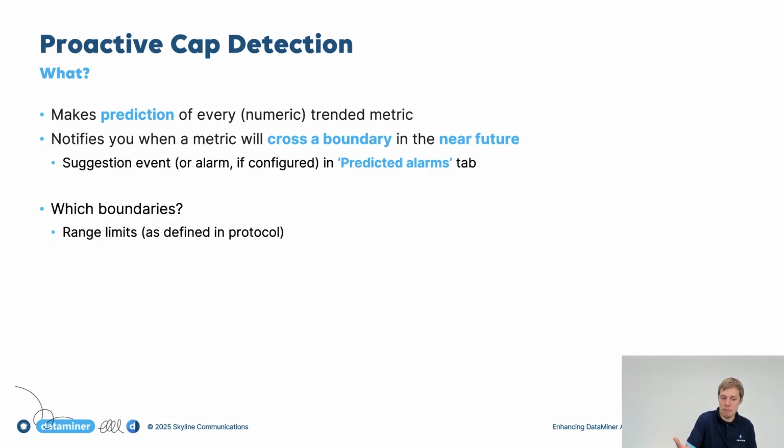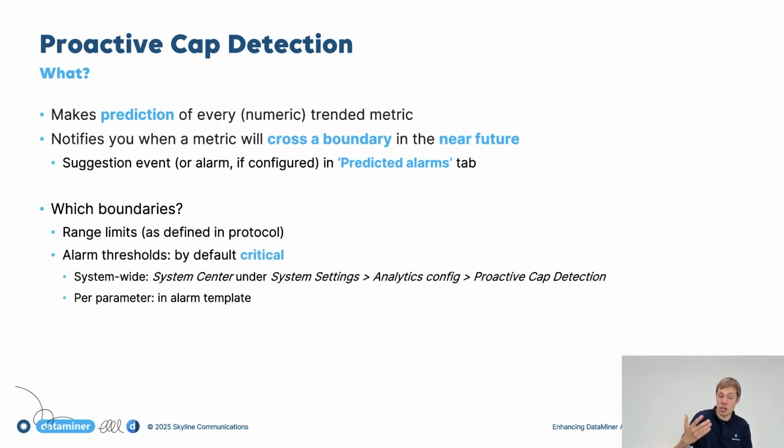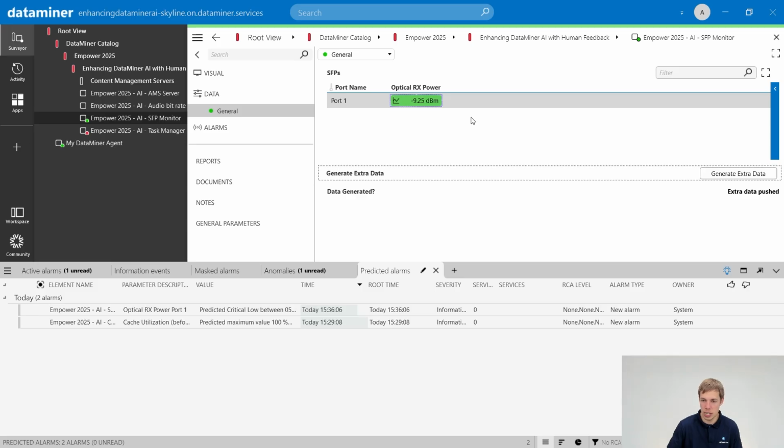So again to my slides, which thresholds does proactive gap detection take into account? Well, next to the range limits, also the thresholds that are defined in the alarm threshold are taken into account. By default, only the critical threshold is taken into account, but there is a system-wide setting in the system center under System Settings, Analytics Config, and then Proactive Gap Detection. Let me just show this.